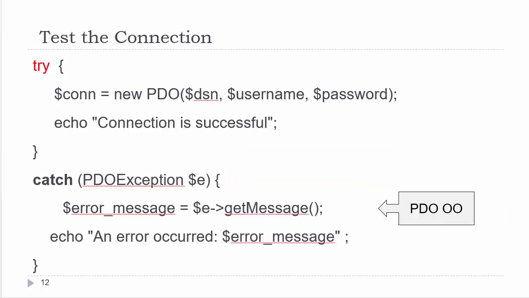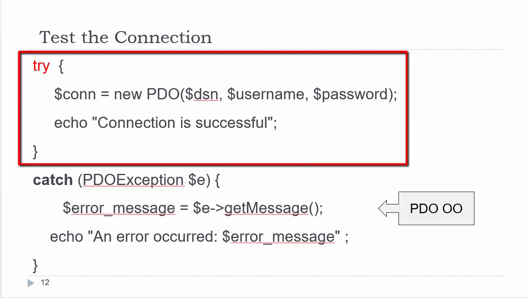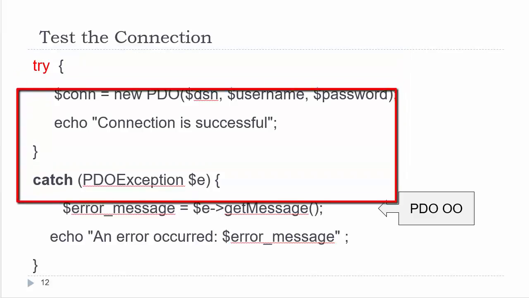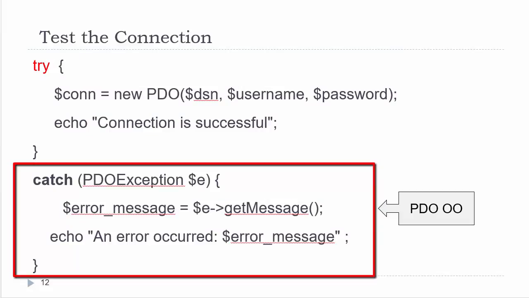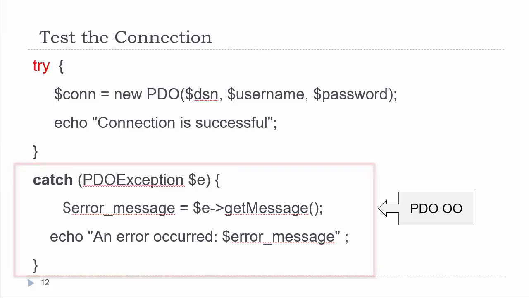Another common statement that is used in determining if we have an error, and if we do, how to handle it, is what is called a try-catch statement. In the try clause, we are setting up our connection, and we have an echo if it's successful. In the catch, we're going to handle that error in the event that it occurs. And here I have the syntax with the PDO object.